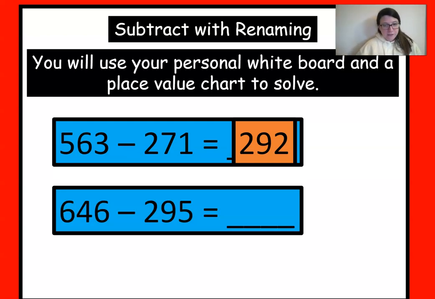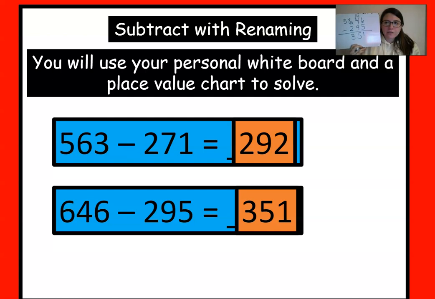646 minus 295. Let's do it. Start with our ones place. We can take 5 away from 6, and that's going to end up with 1. We cannot take 9 away from 4, so where are we going to get those extra tens from? Our hundreds place. Good. We're going to exchange 100 for 10 tens. Add those 10 tens to our 4 tens. We end up with 14 tens. 14 tens minus 9 tens is 5 tens. 500 minus 200 is 300. End up at 351.